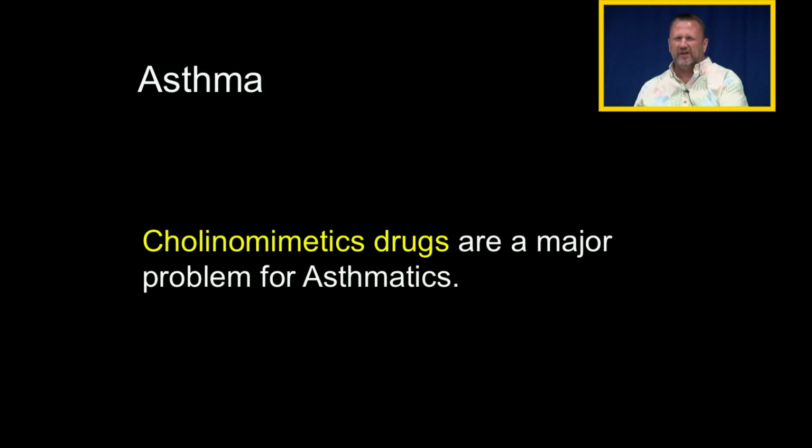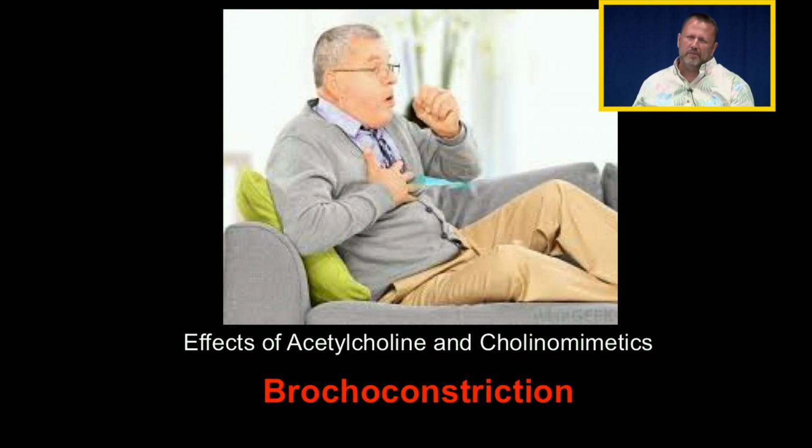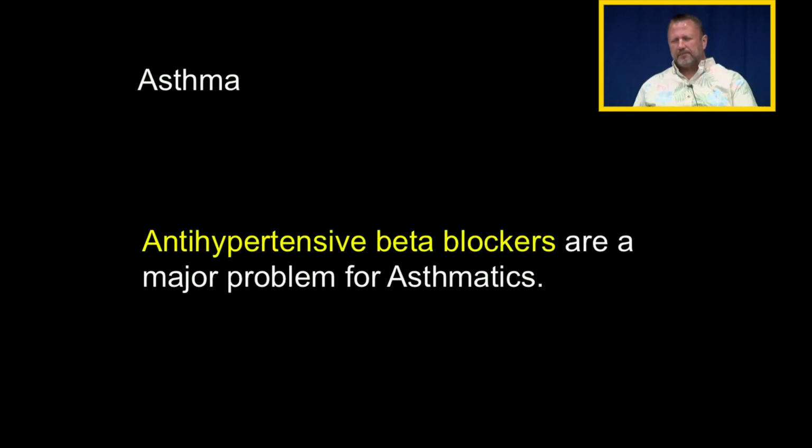So drugs that mimic the effect of acetylcholine are problematic for asthmatics, resulting in bronchoconstriction. All right, remember it's beta receptors that open the lung airways. So beta blockers, which are commonly used to treat high blood pressure, can narrow lung airways. And just like cardioselective beta blockers, see, I knew I had a selective example. Cardioselective beta blockers can still cause bronchospasm.